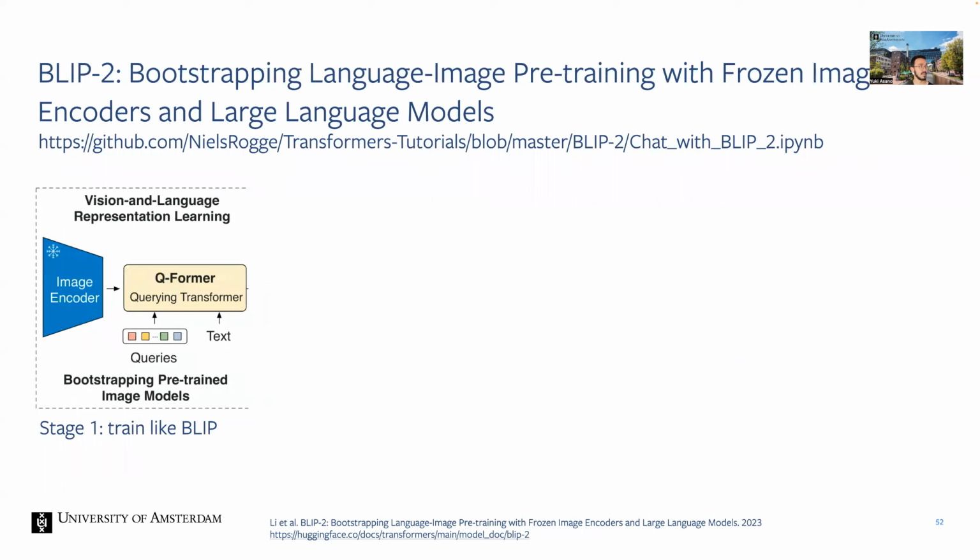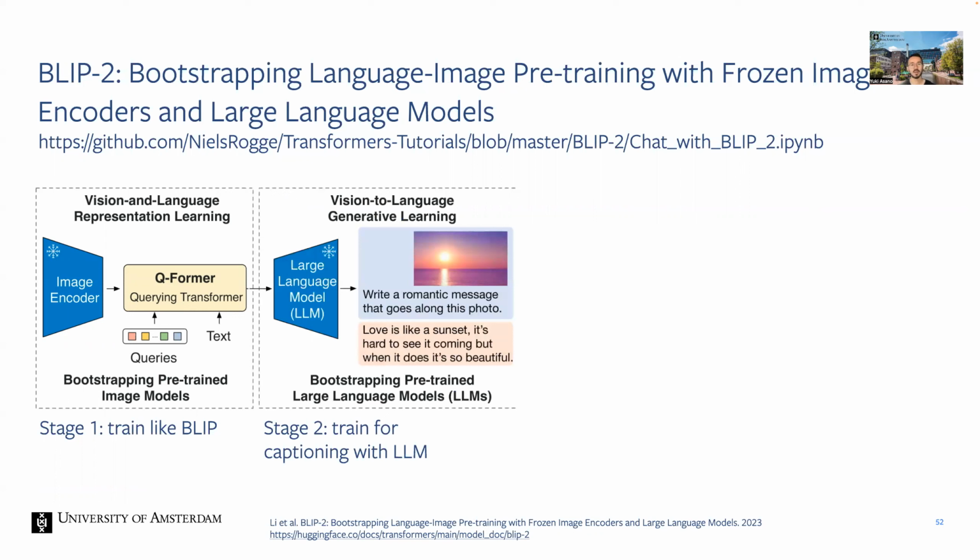Training like BLIP means, of course, this ITC, ITM, and LM objective. So they are already producing captions, right? In this case, they use the frozen image encoder and a relatively small BERT model to do the captioning. That's their first stage. At the second stage, they take a large language model, and by large, it's more than 1 billion in size. And now this one stays frozen, and they train it for the captioning objective, or as they call it, vision-to-language generative learning.